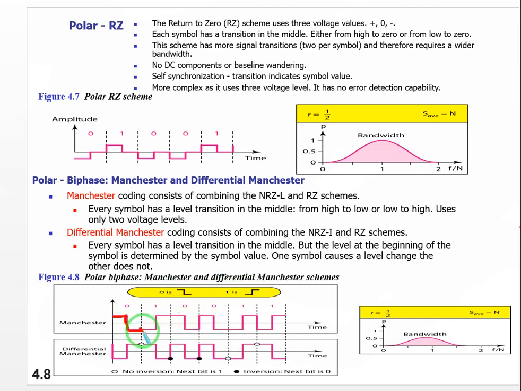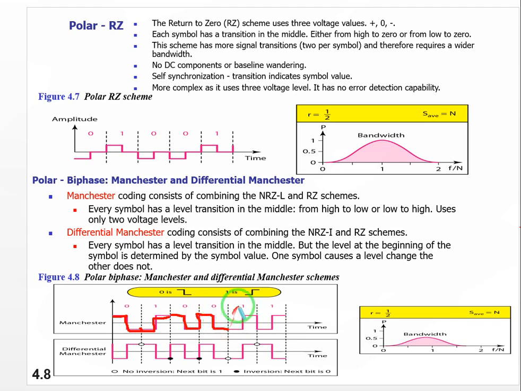From this point it will start and it will read. Then we have a 0, and for a 0 we are using this symbol, so it will start and in the middle make a transition, because it's a return to 0 scheme, a combination of both. Then we have a 0, so we need to come up first, because 0 starts from the upper value. So first we come up, then make a transition in the middle.